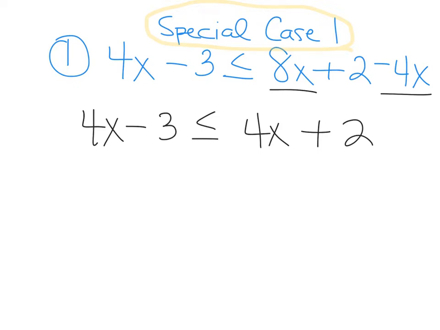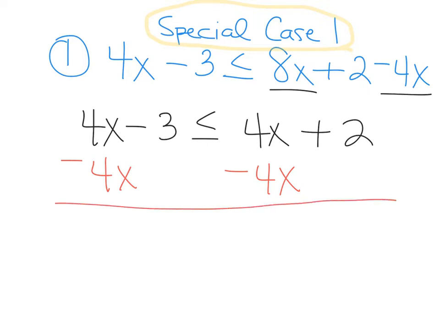Okay, so at this point, we're ready to move the variables to one side. So we're going to subtract 4x from both sides. And what happens is, if you notice, both of the x's cancel out. So the x's are all gone. There's no x's. Now we need to write down what we have left though. We have negative 3 is less than or equal to 2.